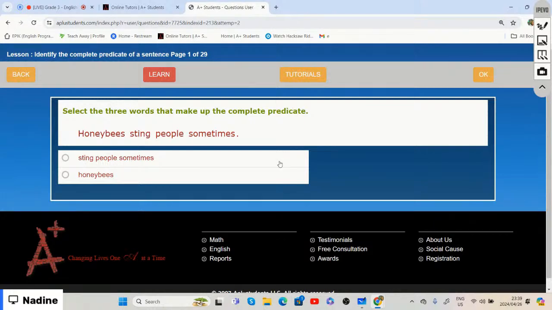All right. So now we're going to select three words that make up the complete predicate. It says honeybees sting people sometimes. What do honeybees do? Is it option one, sting people sometimes, or option two, honeybees?